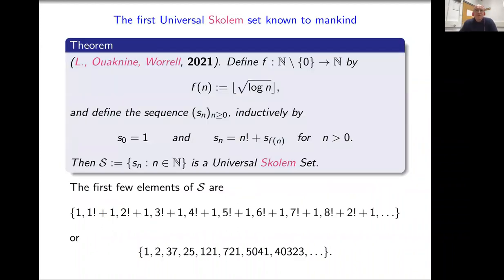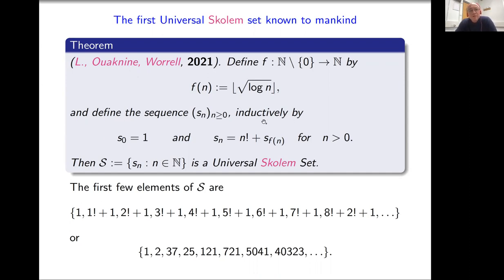So the first one that we constructed was in 2021. And here is this strange construction. Take the following function, which is defined on the set of natural numbers except for zero, which takes n and sends it to something a little bit smaller than log n, which should be an integer. So for the little bit smaller, we chose the square root of log n, but you can choose log n to the 2/3 or to the 1 minus epsilon.